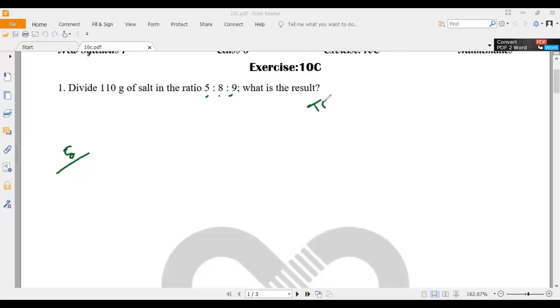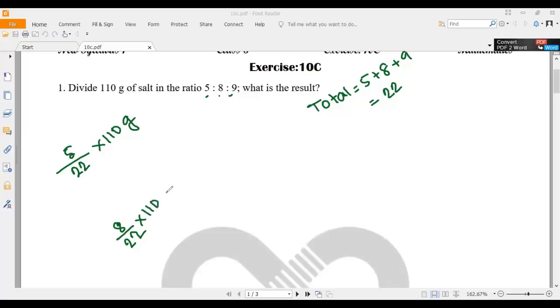What is the total? If we add 5, 8 and 9, we will get the total portion, or total share. 5 plus 8, 13. 13 plus 9 is 22. So first part will be 5 by 22 multiplied by 110 gram. And second part will be 8 by 22 multiplied by 110 gram. And the third one will be 9 by 22 multiplied by 110 gram.